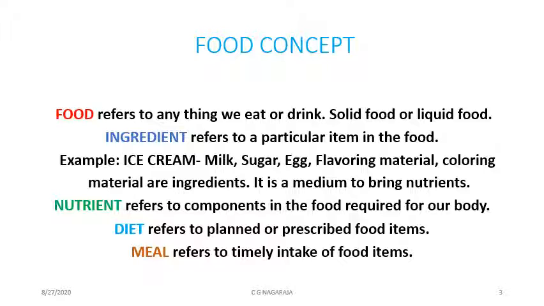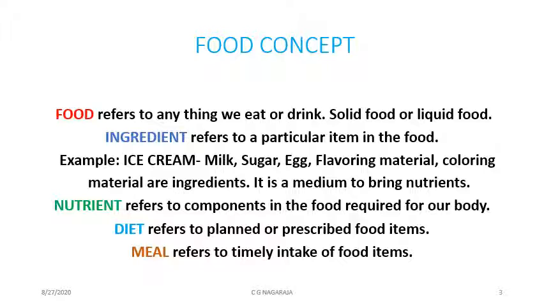Food refers to anything we eat or drink, solid or liquid. Ingredient refers to a particular item in the food. Example, ice cream may contain milk, sugar, egg, flavoring material, coloring material. These are all the ingredients. We can say that ingredient is a medium to bring the nutrients. When you say nutrient, it refers to the component in the food that is required for our body.